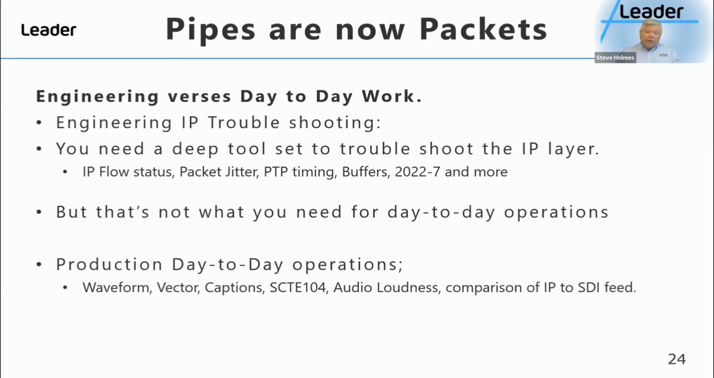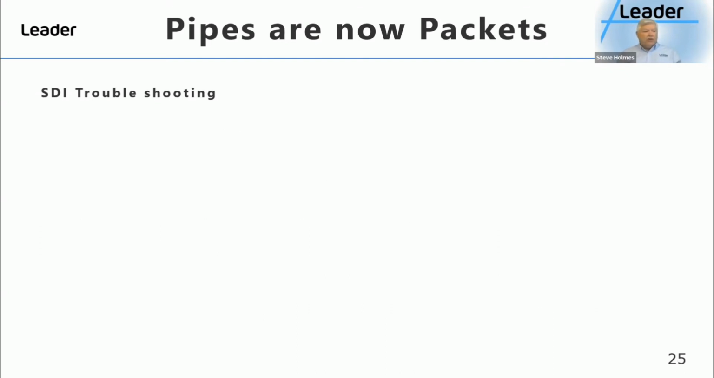Probably in some cases, we're going to have to look at SCTE 104 tags and make sure that we can insert caption or commercials where they need to be done, audio loudness, and since we are converting from SDI to IP, we need to be able to see those conversions in a lot of cases right next to each other.